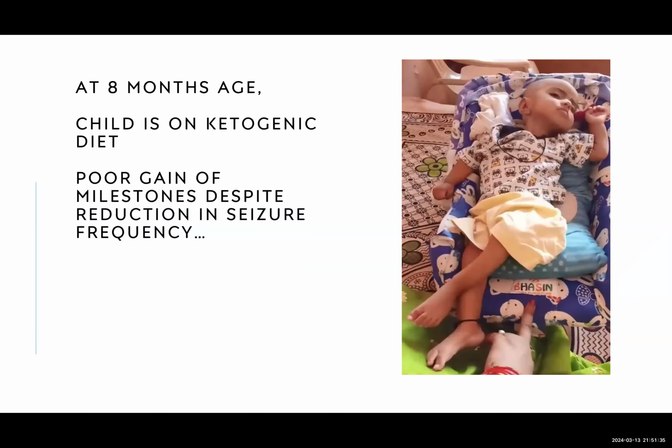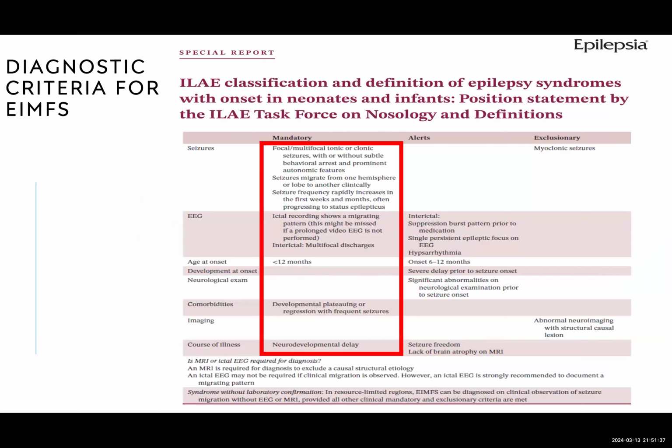So a brief word about EIMFS. As per ILAE classification 2022, this is the diagnostic criteria, which shows that EIMFS should have focal or multifocal tonic or clonic seizures, which migrate from one hemisphere to another, and frequency increases in the first few weeks or months of the onset of illness. EEG correlate of migratory pattern should also be there. And exclusionary criteria include myoclonic seizures with abnormal neuroimaging.